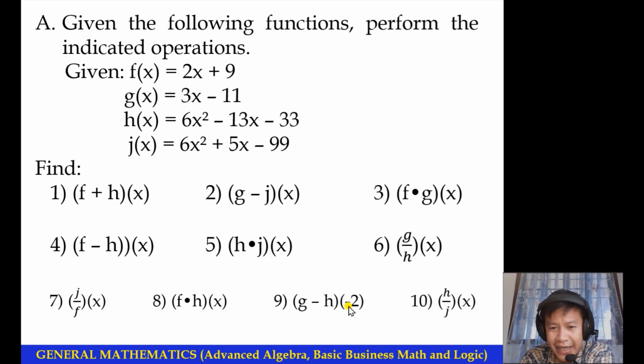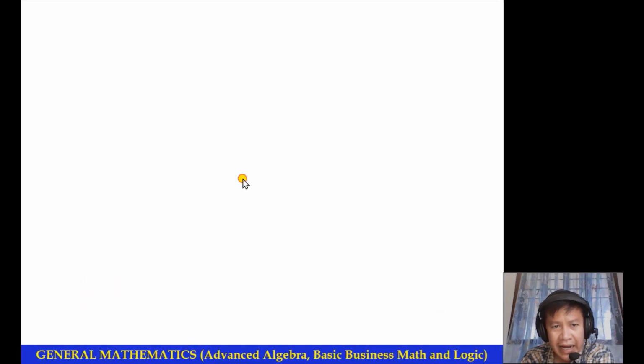Okay, you're going to integrate the concept of evaluating a function in the subtraction of these polynomial functions. And number 10 is, find the quotient of h and j of x. Okay, that is letter A.